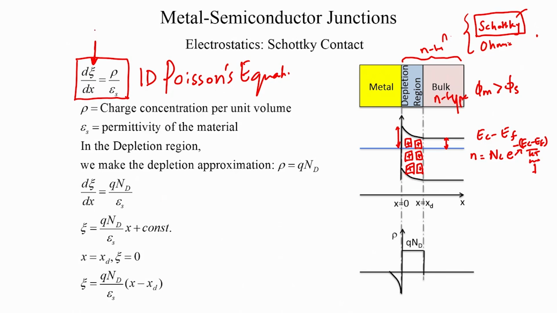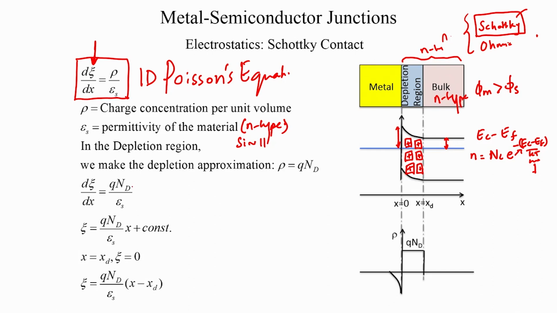So dE by dx is equal to rho by epsilon, where rho is the charge concentration per unit volume in the region of the semiconductor in which we are trying to analyze electrostatics. So that is the charge concentration per unit volume. Epsilon s is the permittivity of the material, which in our case is the n type semiconductor that we are looking at. And for silicon the relative permittivity is of the order of 11.